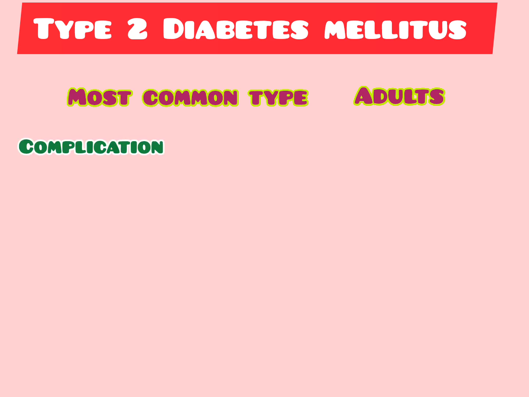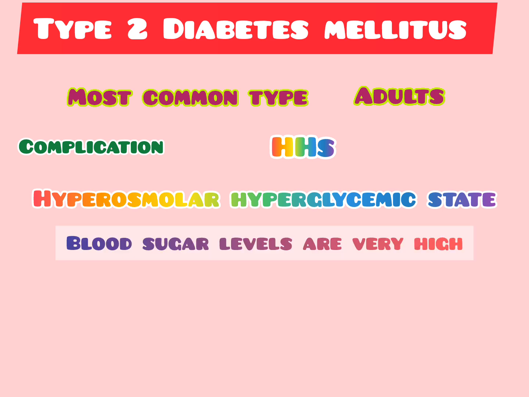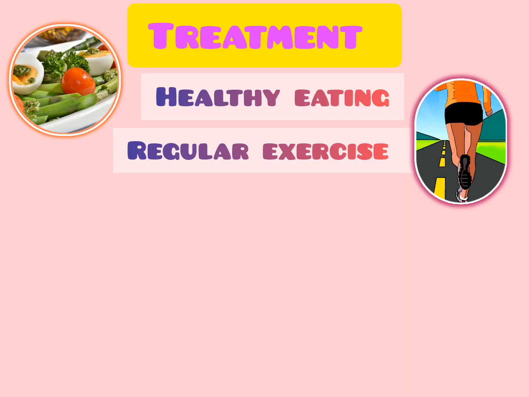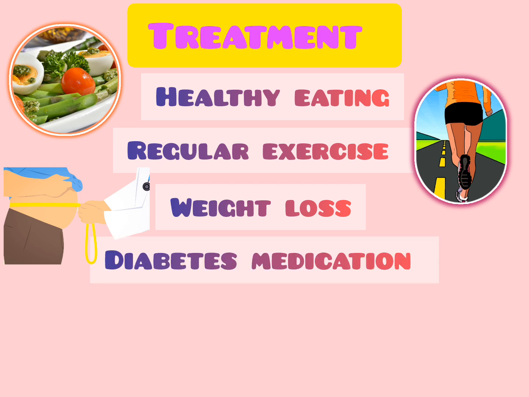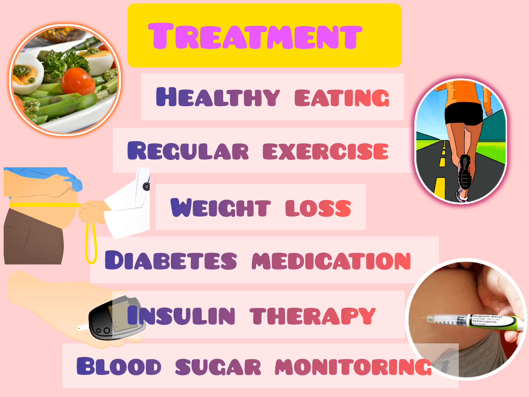The main complication of type 2 diabetes mellitus is HHS, that is hyperosmolar hyperglycemic state. It happens when your blood sugar levels are very high, over 600 mg per dL, for a long period, leading to severe dehydration and confusion. It requires immediate medical management. Treatment includes healthy eating, regular exercise, weight loss, diabetes medications, mainly metformin or insulin therapy, and blood sugar monitoring.